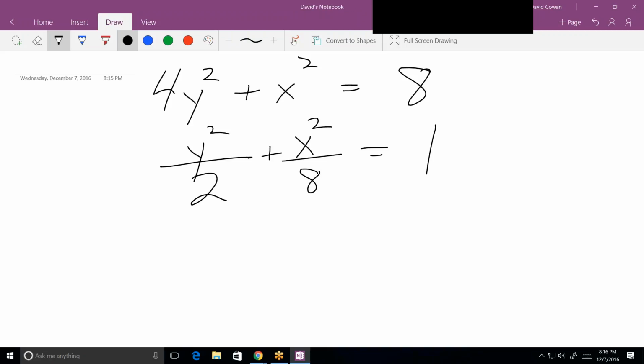Now I can tell whether it's horizontal or vertical. What is it? Vertical. Horizontal, sorry. Horizontal, correct, because the bigger number is under the x term. And a is always bigger than b, so 8 is a squared, 2 is b squared. Which means a is the square root of 8, or 2 root 2, and b is just root 2. And what are they asking for here? The same thing, the vertices and the foci? Yes. Now let's figure out c.